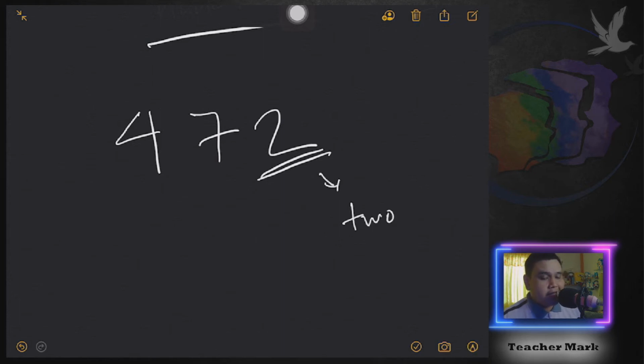For the digit in the tens place, which in this case is the 7, the digit in the tens place is read depending on the given digit. For example, if it's from 2 to 9 under tens, okay? Under tens, you read them as 20, 30, 40, 50, 60, 70, 80, and 90. In this case, which is 7, we will read this as 70.